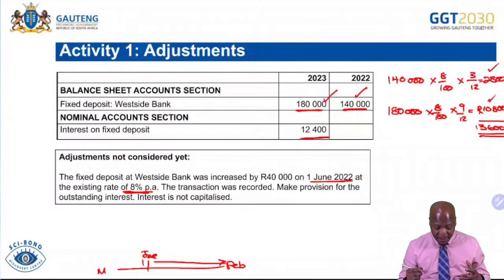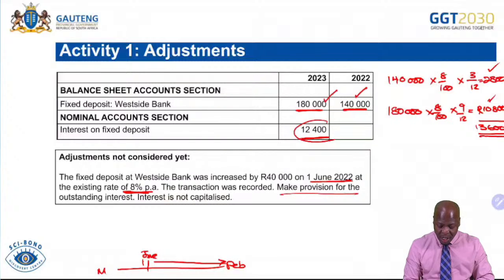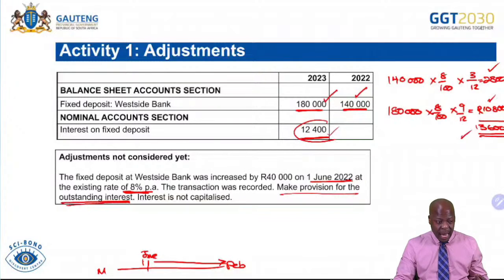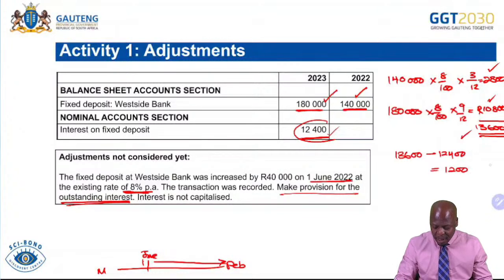But according to our trial balance, we have received only 12,400. Hence, the adjustment reads, make provision for the outstanding interest. That means what we have received, which is 12.4, is not what we have earned. We have earned 13.6. So there is some money that we have not yet received. How much is that? We are simply saying the difference between what we have earned, which is 13.6, and what we have received, which is 12.4, gives us 1,200. This is our interest that is outstanding.